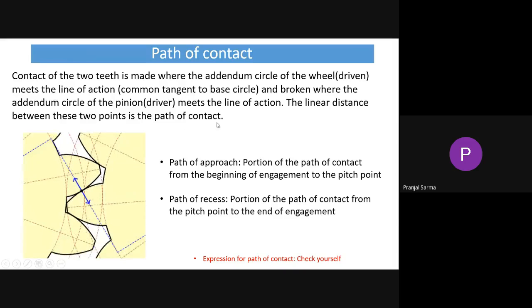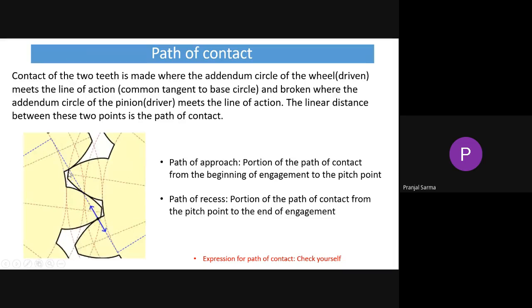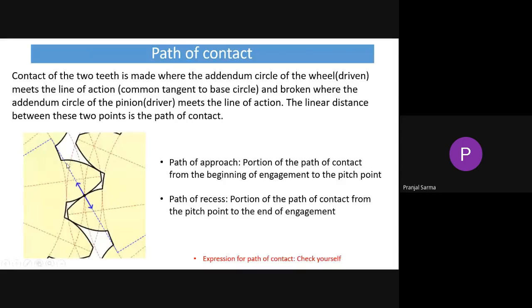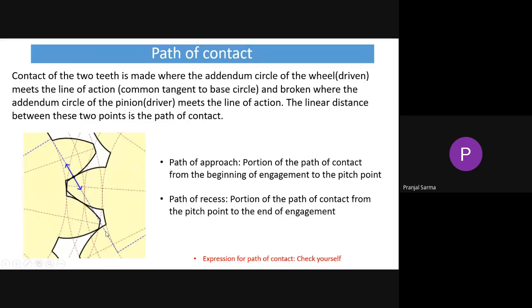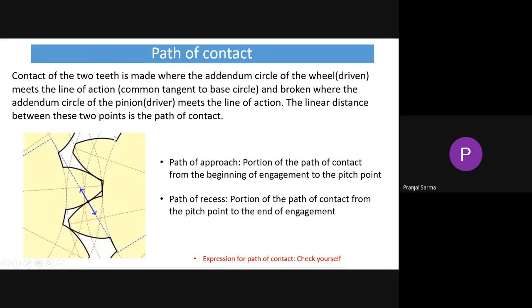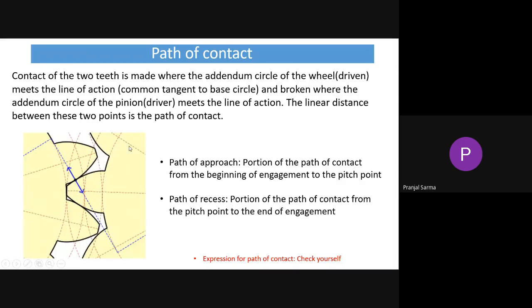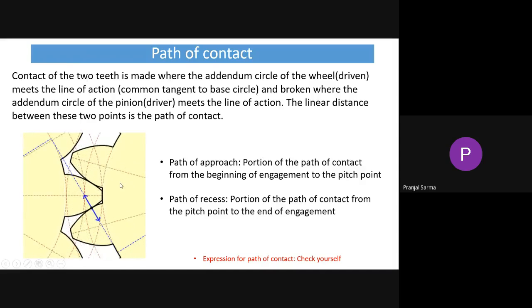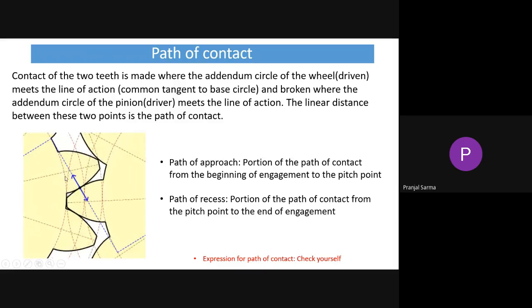Whenever the addendum circle of the wheel meets the line of action, here you'll see a dot shown, and here the contact is made. It is broken where the addendum circle of the driver, that is the pinion, meets the line of action. If you consider the right side wheel, the gear, and this particular line of action, whenever the addendum circle of the right-hand side gear comes in contact with the line of action, there the contact is made.